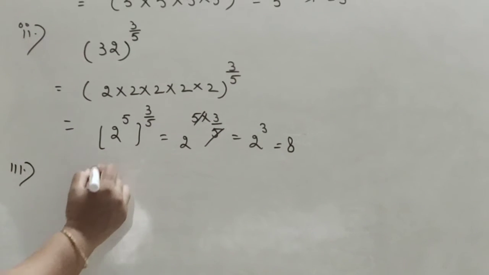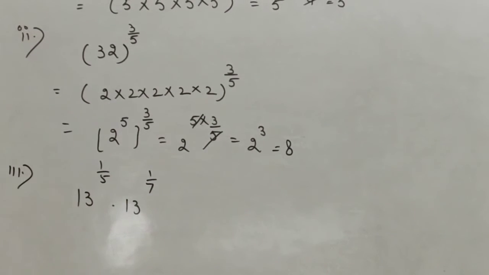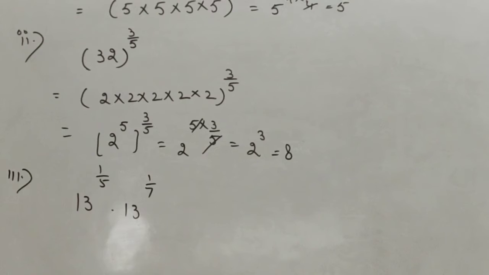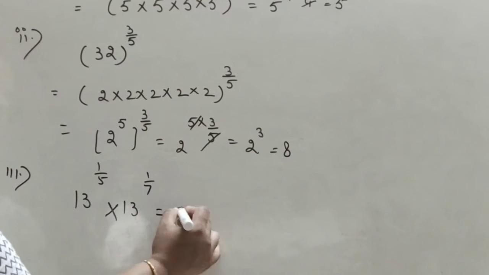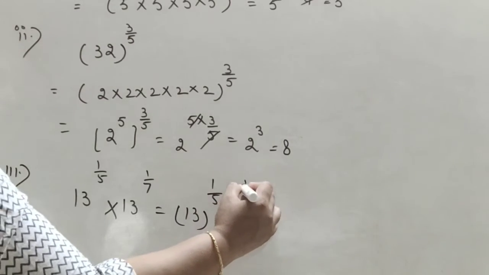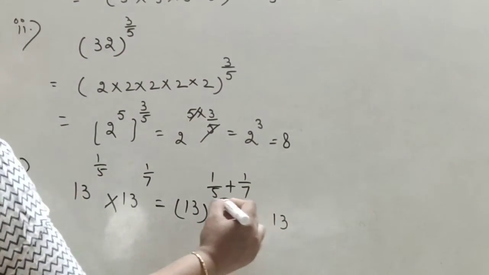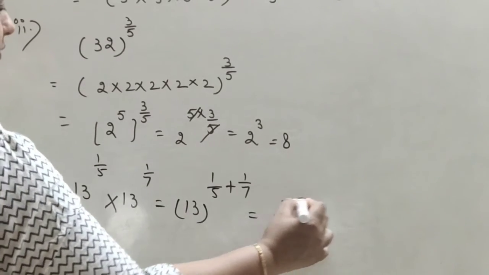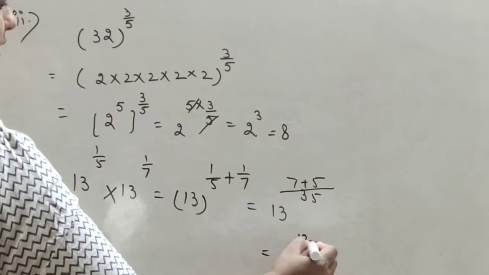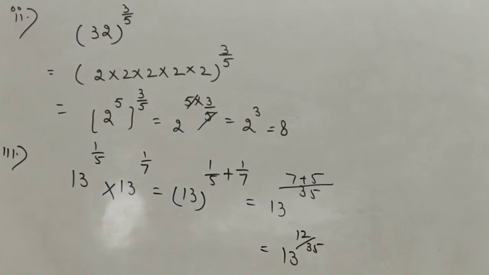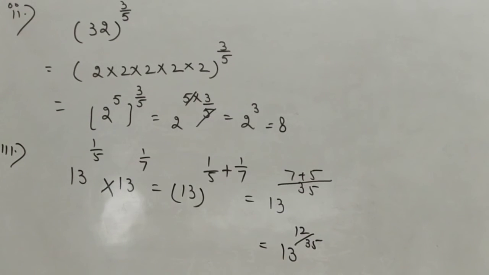Okay, now come to the next. It is 13 to the power 1 upon 5 into 13 to the power 1 upon 7. So here the same base is there and it means multiplication. So what we have to do, the powers should be added. 1 upon 5 plus 1 upon 7. So it will be 13. LCM of it is 35. 7 plus 5, that is 13 to the power 12 upon 35. So by this method we can solve the different types of questions.